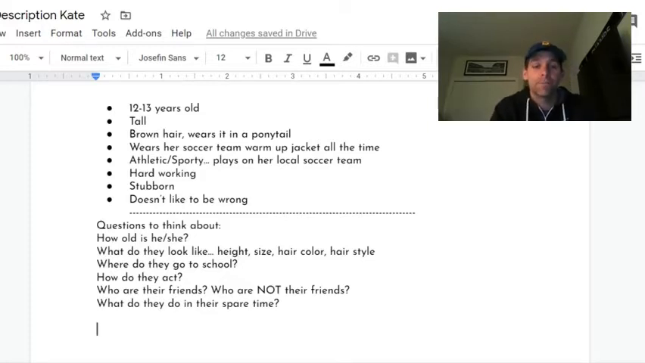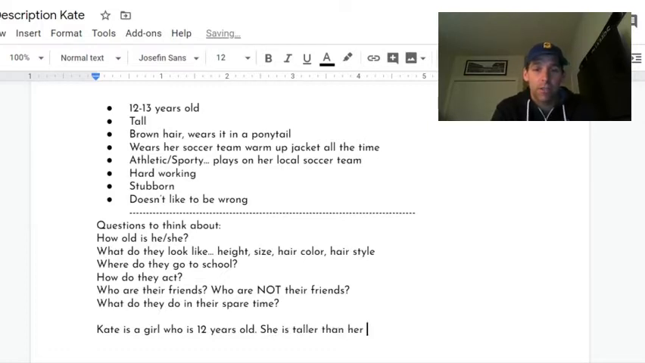So here's how I'm going to start. Kate is a girl who is 12 years old. I'll settle on 12 for now. Maybe I can change it later. She is taller than her classmates. And this is where I'll add in a little bit here. Instead of just saying her classmates, I can add in her school as well. At Einstein Middle School, thinking 12 years old, probably either sixth grade or middle school, could be in either one.